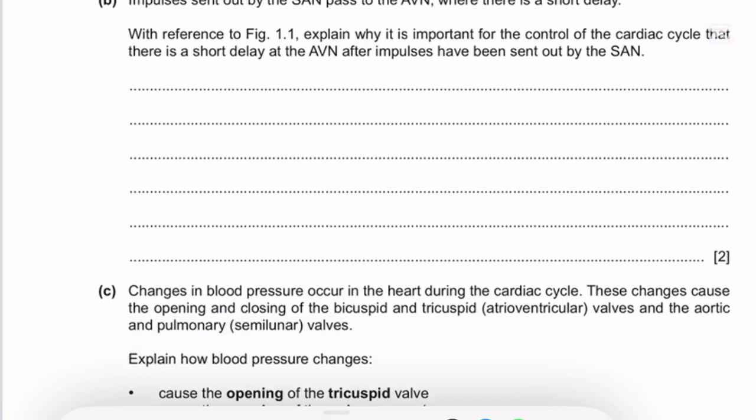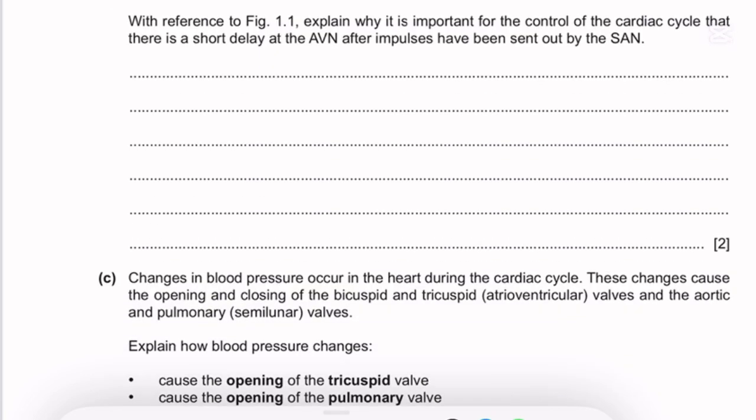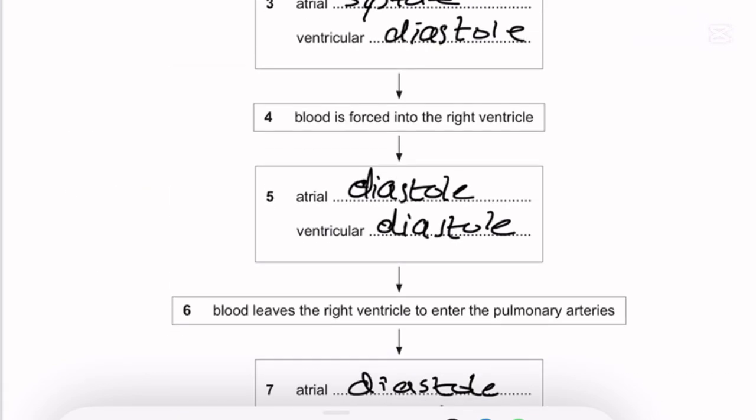This brings me on to B. Impulses sent out by SAN pass to the AVN where there is a short delay. Now, with reference to figure 1.1, explain why it's important for the cardiac cycle that there is a short delay at the AVN after the impulse has been sent out by the SAN. So at this point over here, there will be a delay. You see, it doesn't immediately contract.